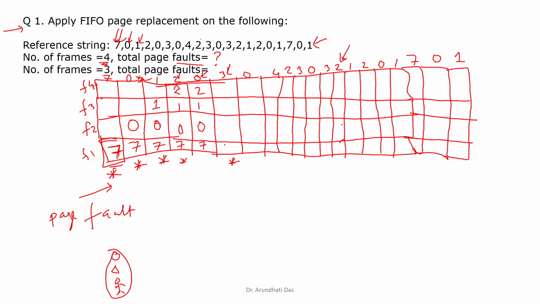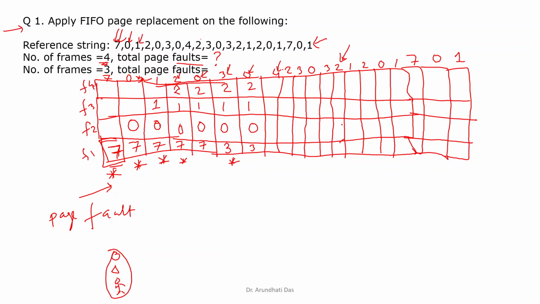So I'll replace 7 with 3, 0, 1, 2. Remaining pages will be as it is in the frame. Then again the next request is for 0. Whether 0 is there in the main memory? Yes, so no page fault.